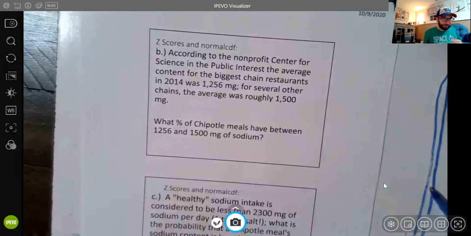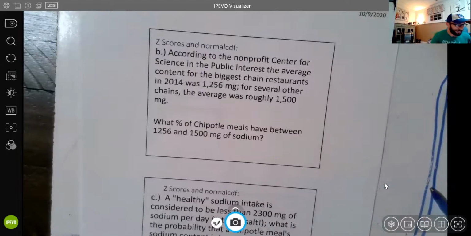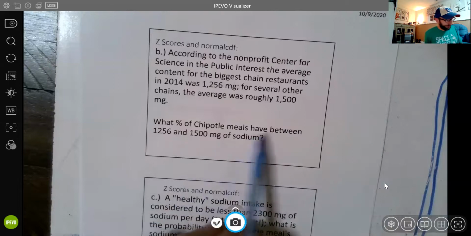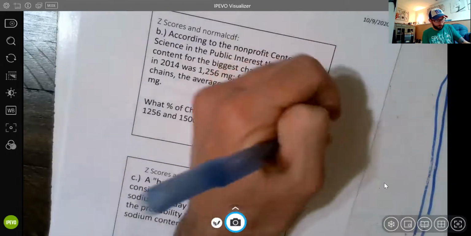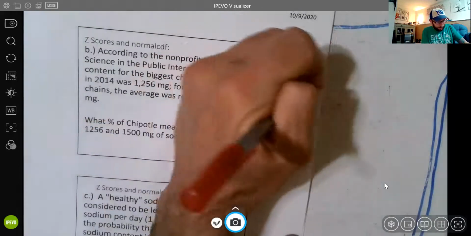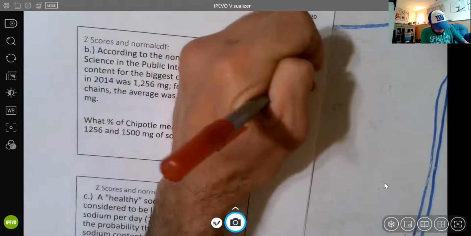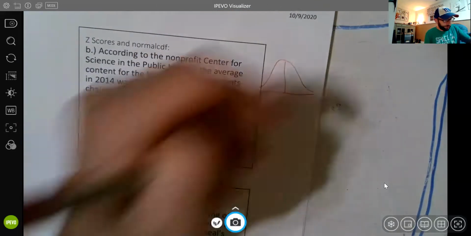so we got some background information here, but ultimately this tells us the average sodium content for the other restaurants is 1256 milligrams. Some others is 1500. We want to know what percent of Chipotle meals have between 1,256 and 1,500 milligrams of sodium. So step one, you got to draw that picture. Of course, you should pause the video and try to draw this picture yourself.